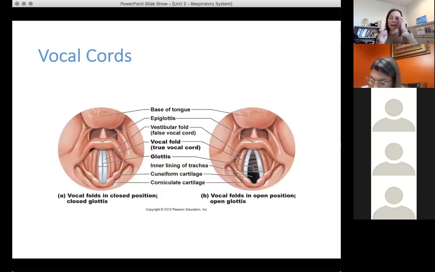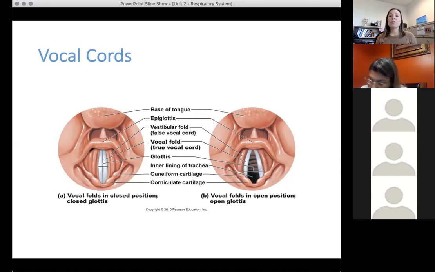I'm going to show you what they look like from the top down. So if you use a laryngoscope and you look down into the larynx, this is what they would look like. The white things that you're seeing are the vocal folds. These are the true vocal cords. So you can see that there's two of them.